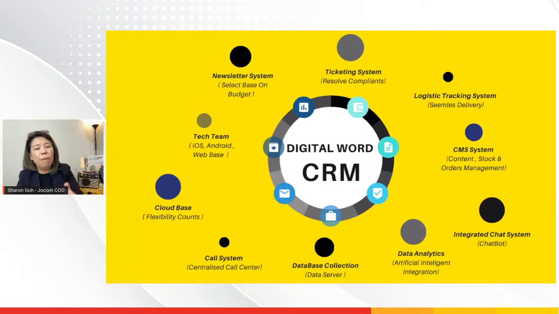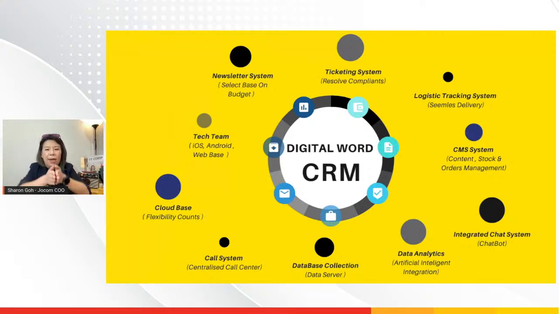Then the next one is cloud-based. Try to put your business into cloud-based. Okay, so I am a tech lady. I'm a hardware lady. I've been in the IT industry for long. So why do I also encourage you to go cloud-based?